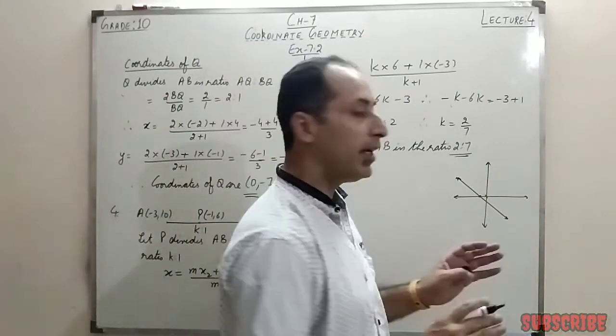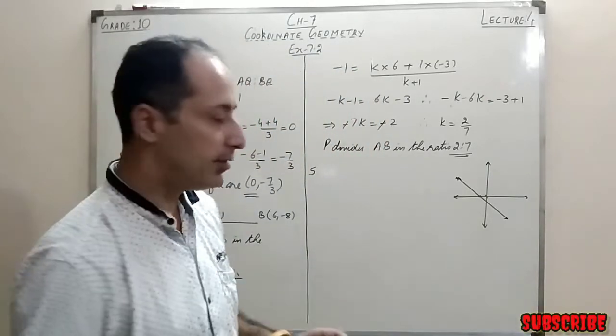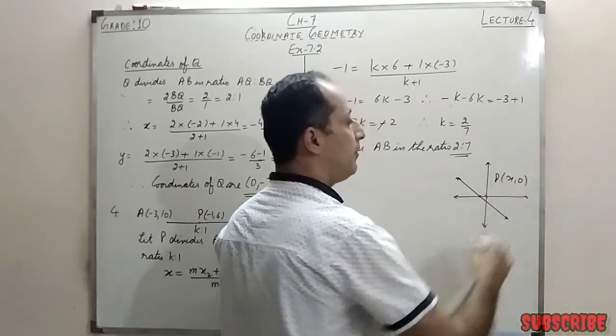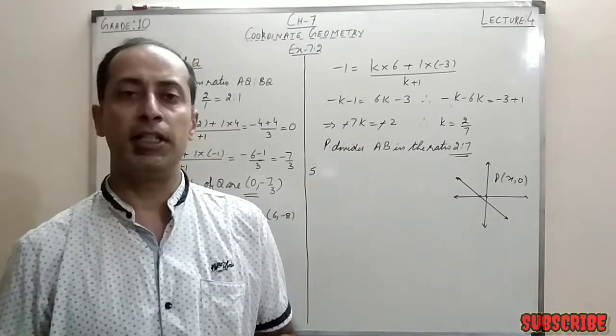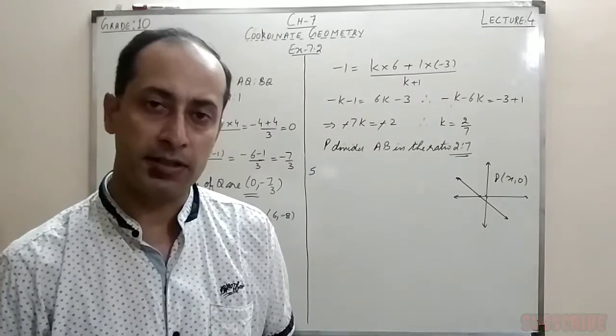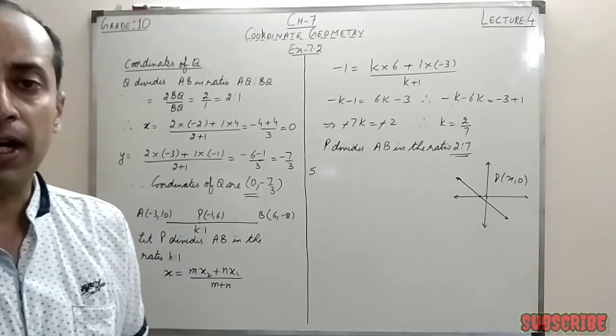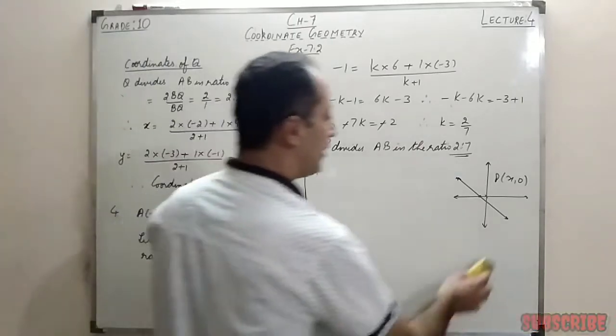And if the coordinates of any point on the x-axis are taken as x, 0, it means the y coordinate or the ordinate of that point is 0. Using this, we can find the ratio. Now, how will we find the ratio? Let's see now.